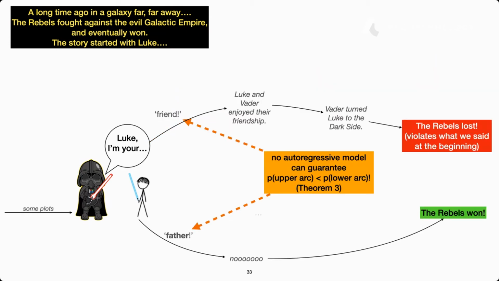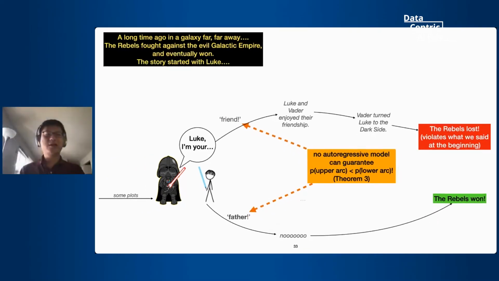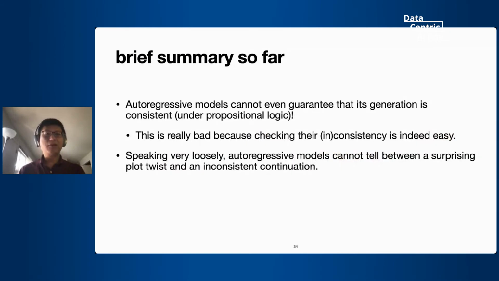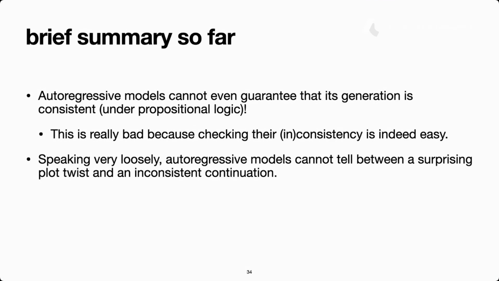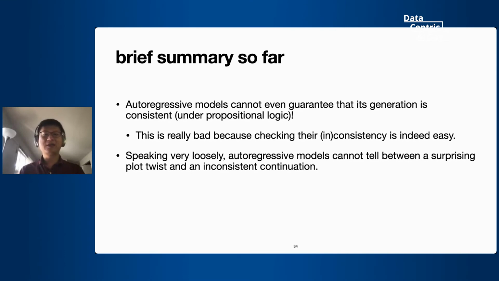Moreover, under smooth distributions that assign probability mass to every string, no autoregressive model can assert that an inconsistent continuation will have lower probability than a consistent continuation, even when both continuations are of similar lengths. A brief summary so far: we see that autoregressive models cannot even guarantee that the generated continuation is consistent under propositional logic. This is bad because checking such an inconsistency should be easy. Speaking very loosely, autoregressive models cannot tell between a surprising plot twist and an inconsistent continuation.